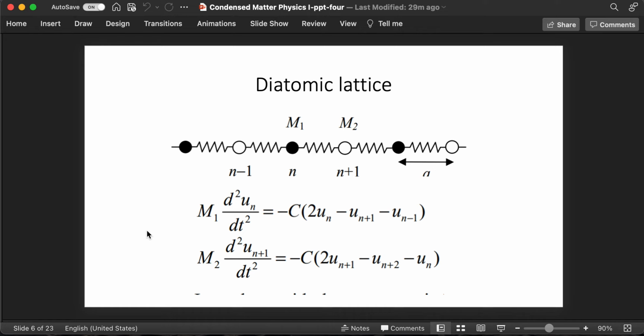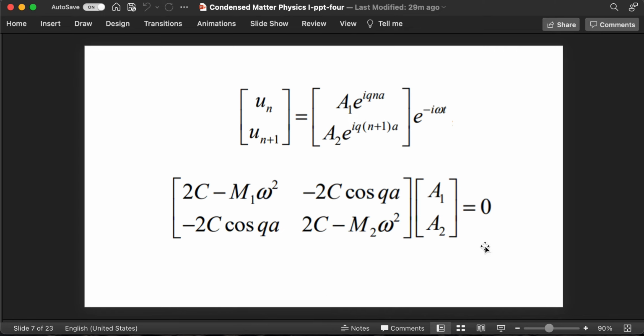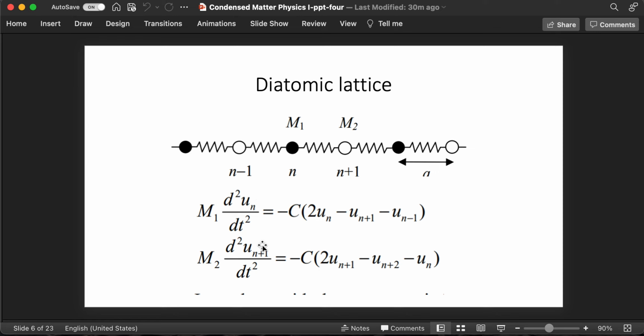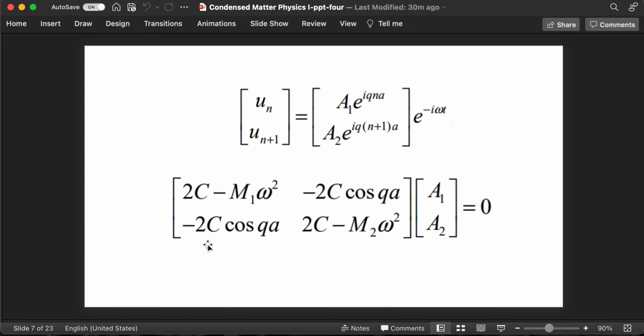So I will now write the equation of motion for the 2 atoms, the nth atom and the n plus 1th atom, considering just near neighbor interactions, and that will be just this. Now again, I consider traveling wave solutions of this form for the nth atom and the n plus 1th atom, and that's written in simple matrix form, and I can put that inside the expression for the force, and get this kind of matrix equation, and obviously this determinant should vanish to get solutions.